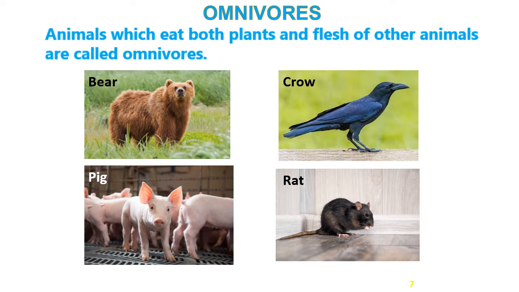Next one is omnivores, which are actually both. The word omni means all. So omnivores means the animals which eat both plants as well as the flesh of other animals. Examples are bear, crow in the bird category, pig, rat. They can eat anything, vegetarian as well as non-vegetarian. Even humans come in this category. Many humans choose to take both types of food.